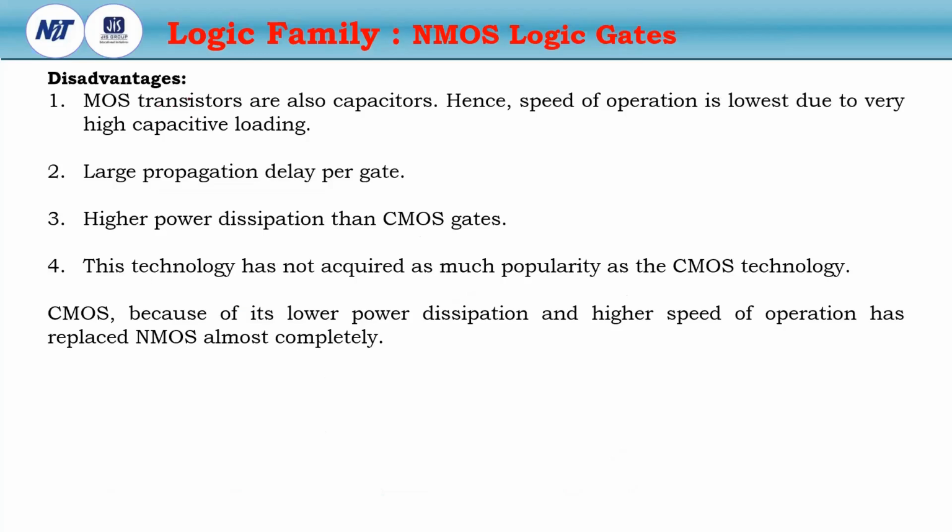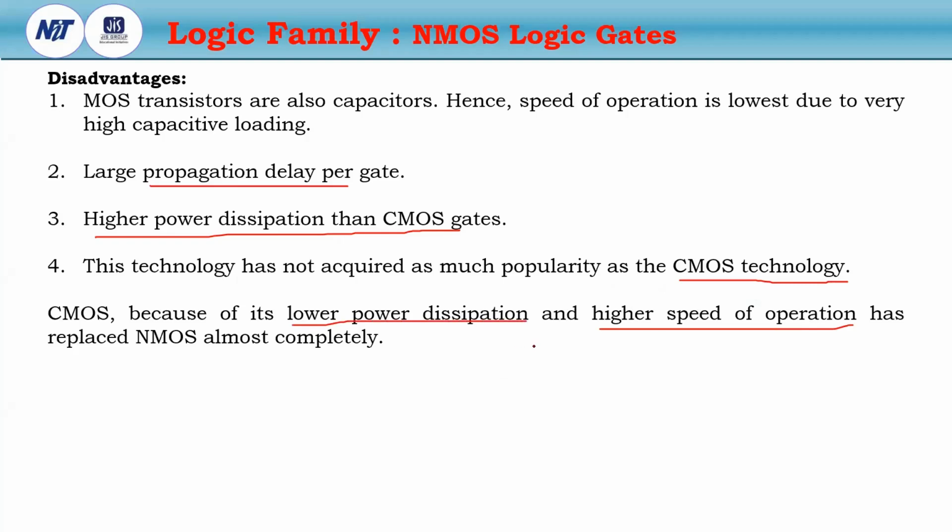The disadvantages: the MOS transistors are also capacitors, and the speed of operation is lowest due to the very high capacitive loading. Large propagation delay, this is the disadvantage. Higher power dissipation than CMOS. This technology has not acquired as much popularity as the CMOS technology. We will come to it in the next section. The CMOS, because of its lower power dissipation and higher speed of operation, is used.